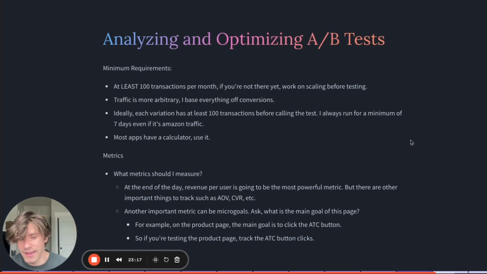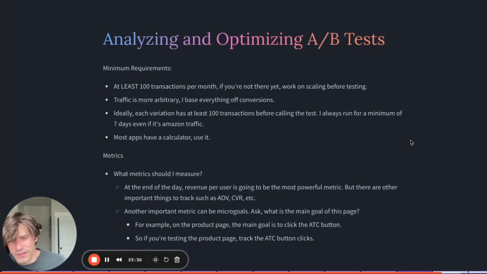I say at the end of the day, revenue per user is going to be your most powerful metric, because that is kind of a blend of conversion rate and AOV. But there are other things. I would track AOV separately. I would track conversion rate separately. But at the end of the day, I would base my decision off that revenue per user.